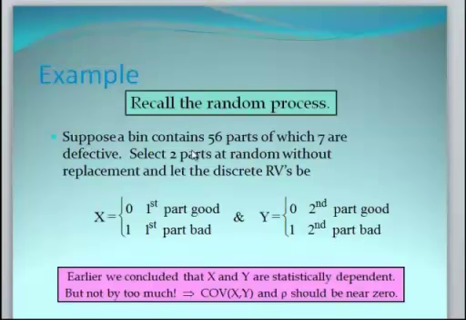So earlier we saw that with this particular problem, the x and y were statistically dependent, but not by too much. These values should be near 0, and indeed, that's what we found.